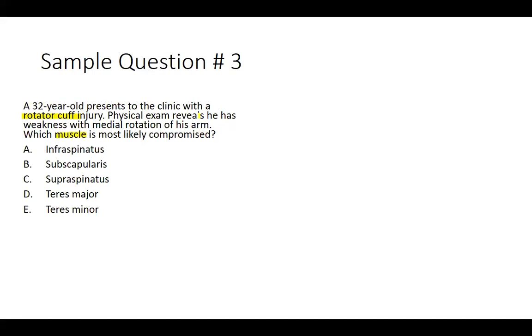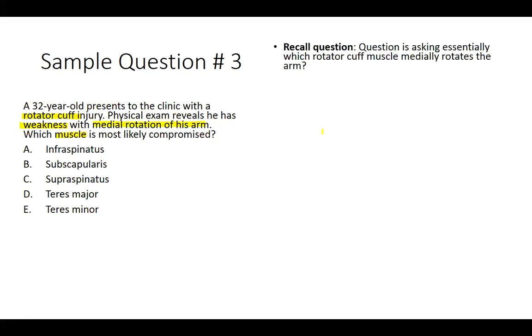The physical exam reveals he has weakness with medial rotation of his arm. So it's not totally lost. We've got to think about this. This kind of question can be looked at 2 ways. Essentially, this question is asking which rotator cuff medially rotates the arm. So it's basically a recall question. But you can go a step further and say, I need to know my rotator cuffs first, and then I need to know what medially rotates the arm. So it could be a level 1, where you're having to go one step further. But essentially, you're looking for what rotator cuff medially rotates the arm.